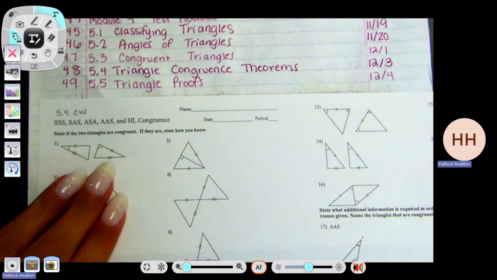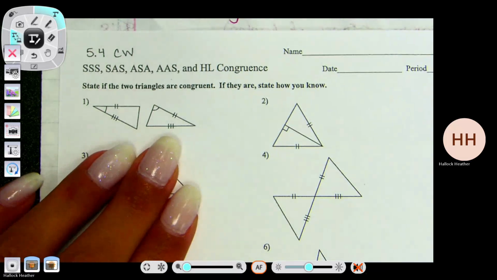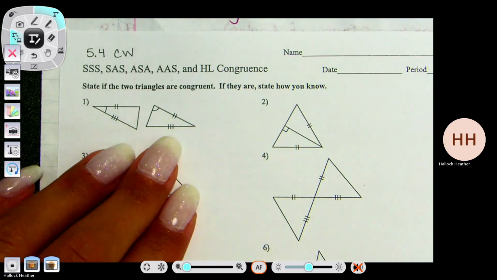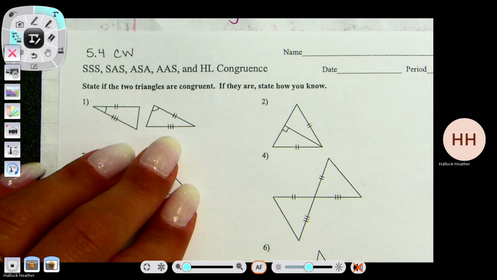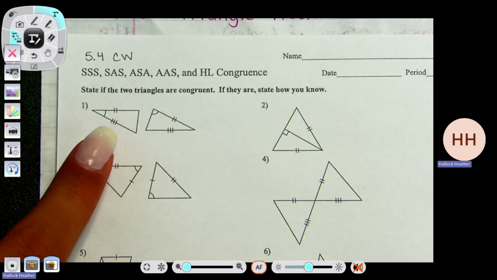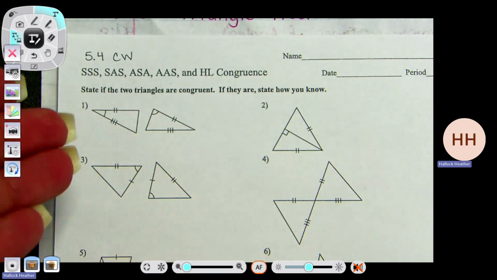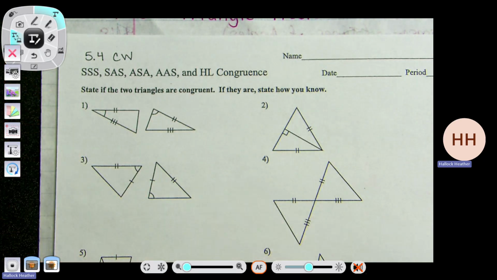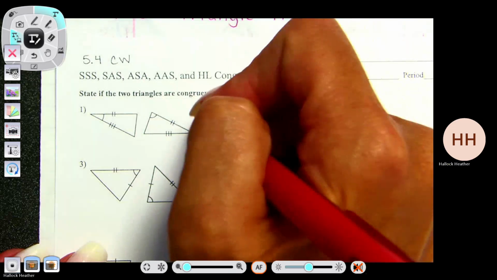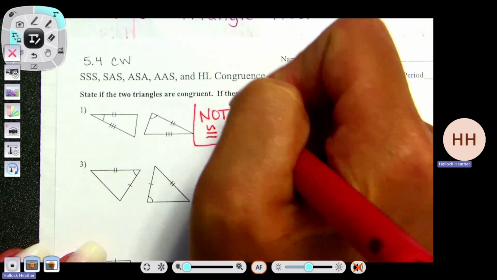So if we look at number 1, are these congruent? No. Why? Because this one would be side, angle, side, and this one would be ASS. They're not the same, because we can't use that. They're not even the same matching this. So we're going to say not congruent. If you want to write out the words not congruent, you can. I'm just going to put the symbol.